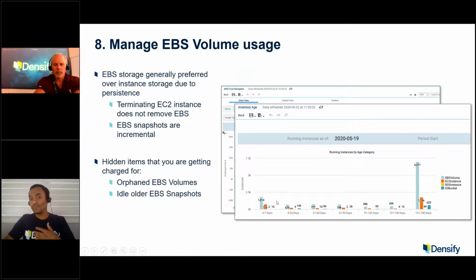So what we do is look at an inventory view. What we're saying here is, by the way, there are these EBS volume snapshots, and did you know they're about 180 days old? Is someone actually cleaning them up or not? Because that's what is attributing to that cost over there.